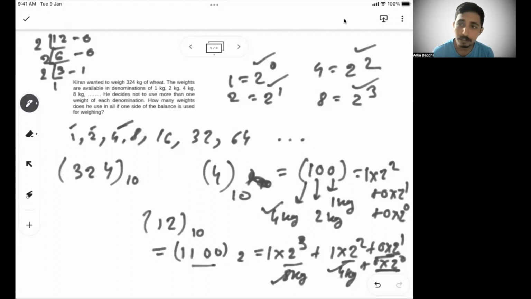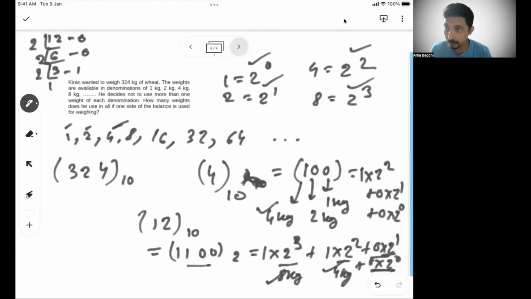Can you tell me how many weights he has to use by converting 324 base 10 into the binary system, and what are the denominations of those weights that he is going to use for 324? Please do this and drop your answer in a comment. So this is problem number 5. You can just drop an answer in the comment section and let me see how many of you are getting it right. Okay, let's move on to the next problem.